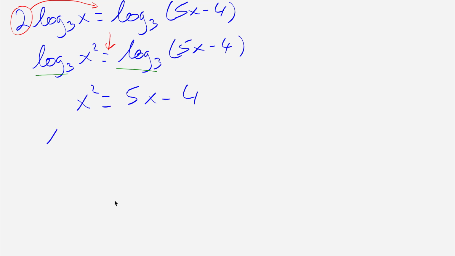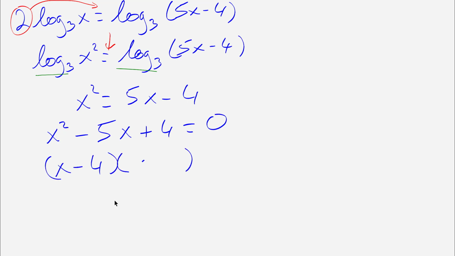So you can see I'm getting an algebraic equation here, a quadratic equation. x squared minus 5x plus 4 equals 0. And then solving the quadratic equation, x minus 4, x minus 1 equals 0. So you'll end up getting two solutions, x equals 4 and x equals 1.